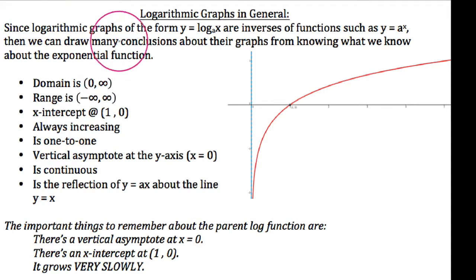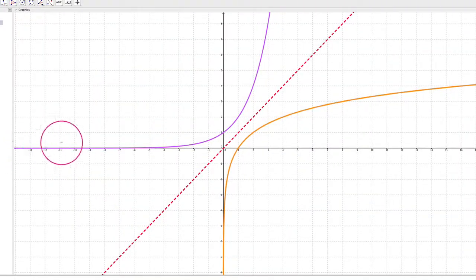We say, since the logarithmic function y equals log base a of x is an inverse of y equals a to the x, then we can draw many conclusions about their graphs from knowing what we know about the exponential function. Recall, if I go look at the exponential function, the domain is all real numbers, but its range is just from 0 on up. It only uses y values from 0 on up, and it doesn't include 0 because we have an asymptote on the x-axis. So what I can tell you about the logarithmic function is domain and range are switched. Instead of domain being all reals and range being from 0 up to positive infinity, we have domain from 0 out to positive infinity on the right on our x-axis, and the range is all y values.